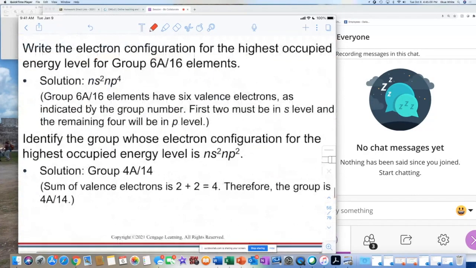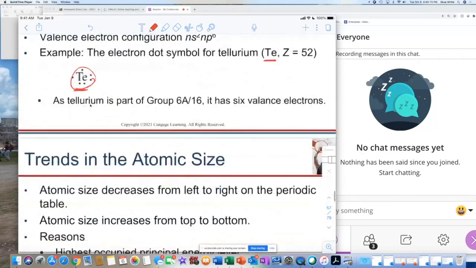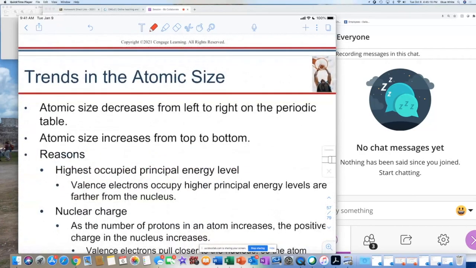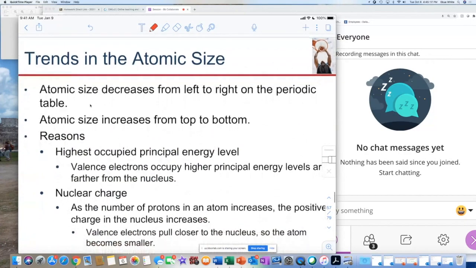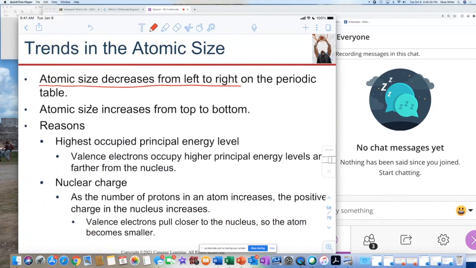Okay, so let's see. We have done electron dots. We're now moving to atomic trends. We've done a lot of dialoguing about the periodic table, and we're now moving to atomic trends. After seeing all this, we're now told atomic size decreases from left to right on the periodic table. Atomic size increases from top to bottom. And they're telling you the reasons.